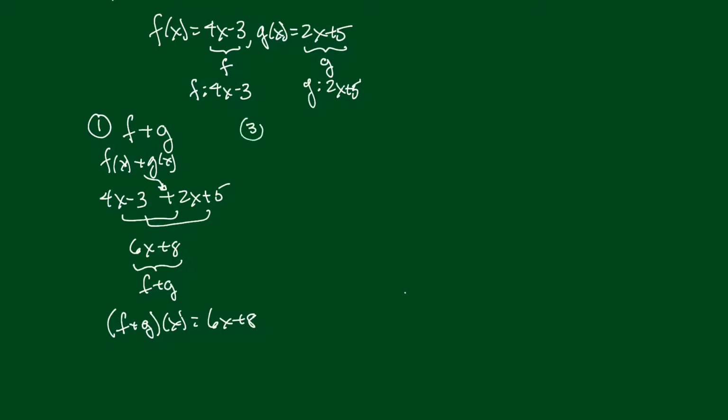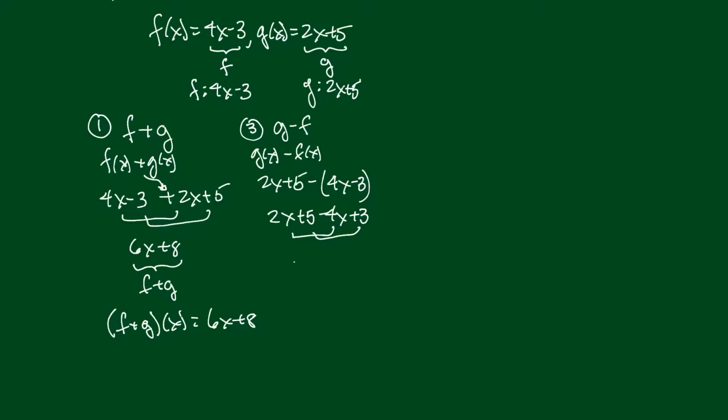And now in problem number 3, what we want is g minus f. So you may be thinking, okay, I'm going to take g of x minus f of x. g of x is that 2x plus 5 minus f of x, which is 4x minus 3. Now be careful to put that 4x minus 3 in parentheses, right? Because you're subtracting and you have to subtract all of it. So let's take that minus sign through. We'll get 2x plus 5 minus 4x plus 3. And we'll combine terms, so we'll get negative 2x plus 8.